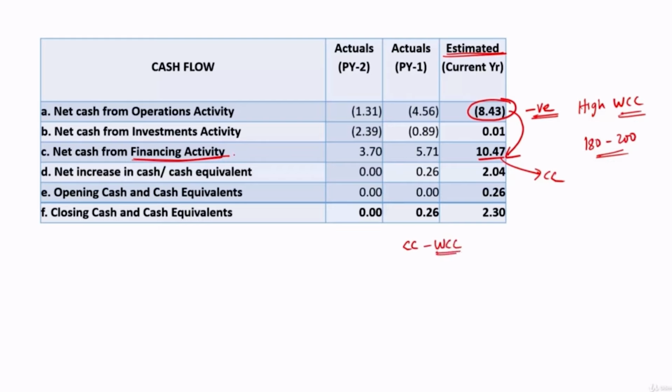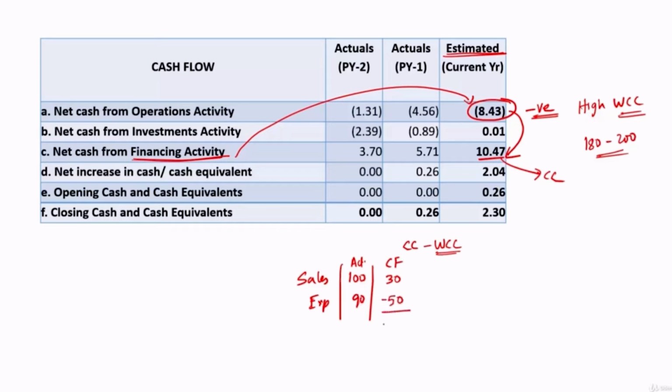So had this cash credit been adjusted here, then the negative figure may not be so much, or it can even turn out to be a positive figure. Just think of a scenario. Let's say sales is 100, expenses are 90. This is actual. Let's look at the cash flow also. Out of 100, what is realized is only 30. Out of 90, what is paid is, let's say, 50. So there is a negative cash flow of 20.